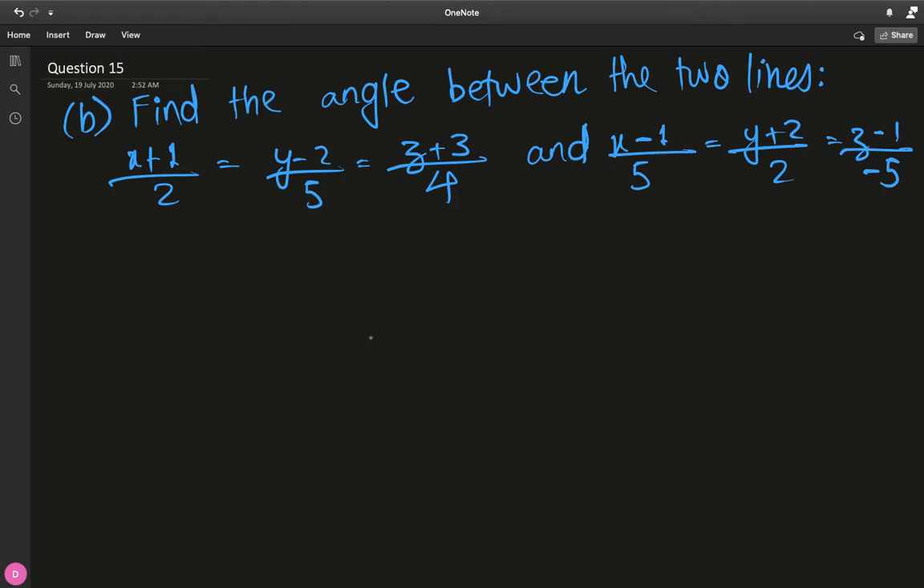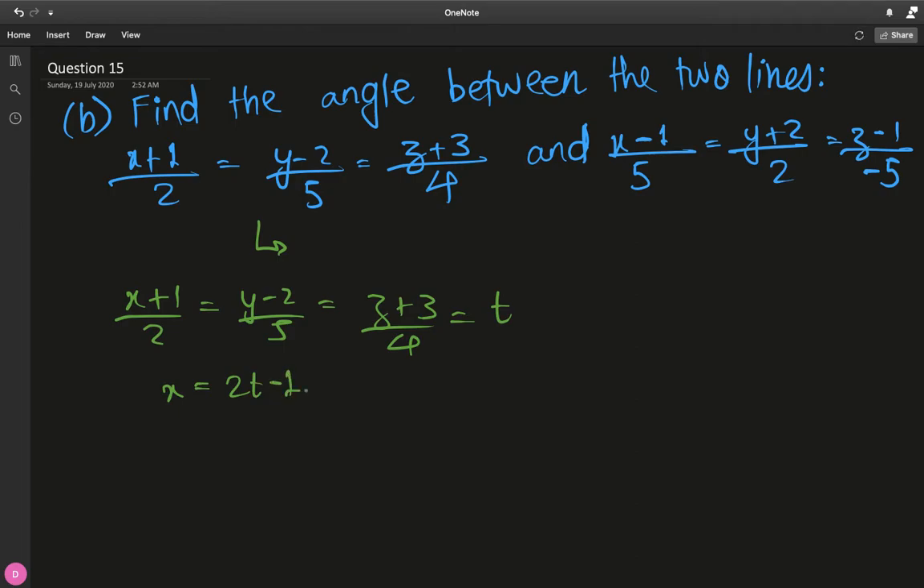Okay, fair enough. So let's look at this first. We have (x plus 1)/2 is equal to (y minus 2)/5 is equal to (z plus 3)/4, and let that equal some parameter t. Then x will be 2t minus 1, y will be 5t plus 2, and z will be 4t minus 3.